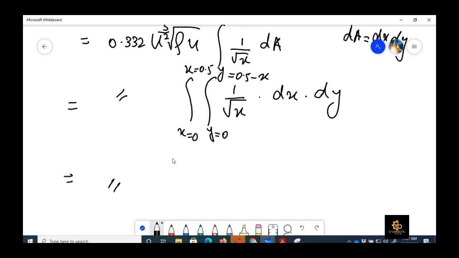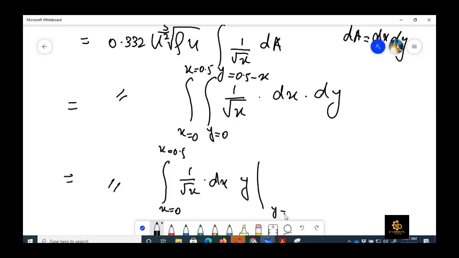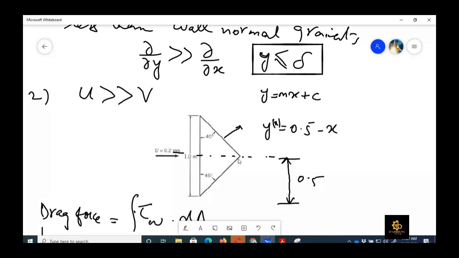So that is the same thing I am writing here. So here it would be x is equal to 0, x is equal to 0.5, and then here we would have 1 upon x dx, which is written like this, and here we have y from y is equal to 0 to y is equal to 0.5 minus x, right? Why we haven't put just 1 meter? Because that is changing. So that's why we have put it as a function of x, because that y location is a function of x. So we need to put the limit as a function of x.